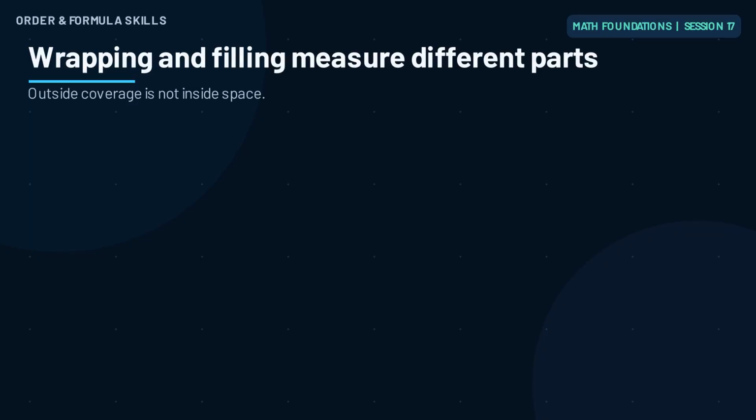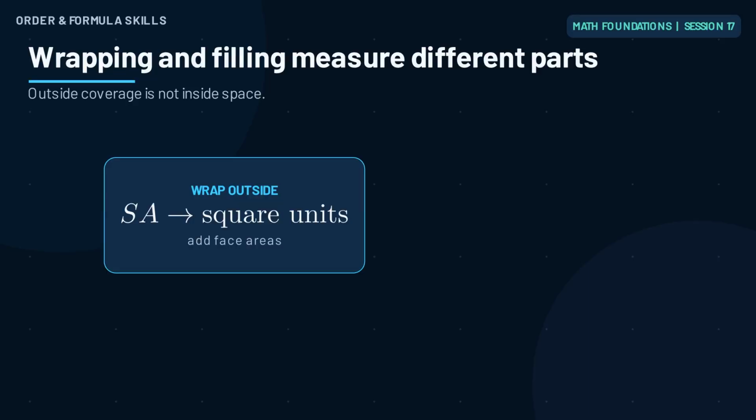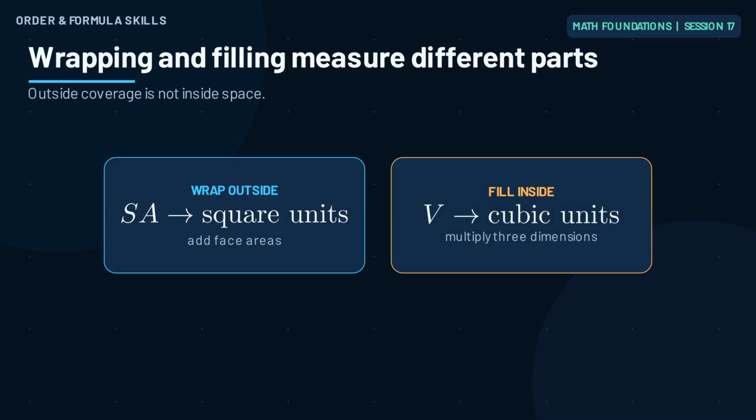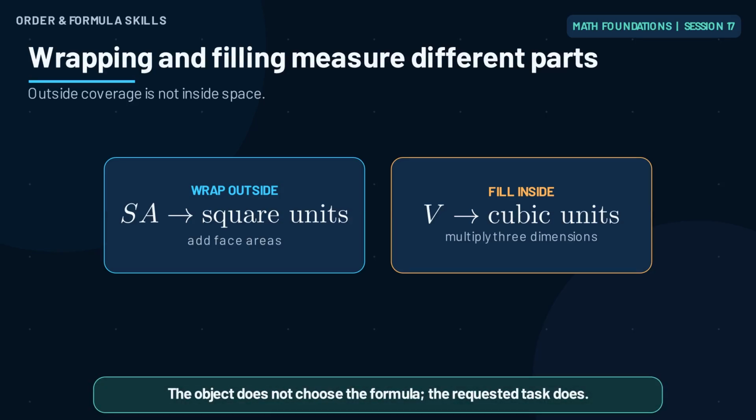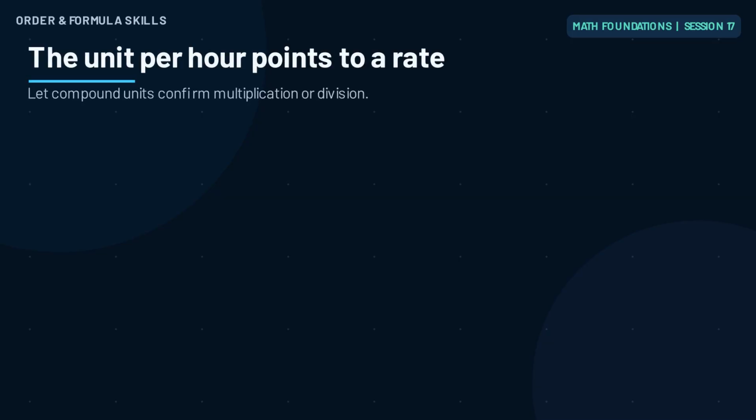Surface area and volume describe different parts of a three-dimensional object. Wrapping a box covers its outside faces. That is surface area, measured in square units. Packing material fills the space inside the box. That is volume, measured in cubic units. Outside coverage adds face areas. Inside space multiplies 3 perpendicular dimensions. Square units signal surface coverage, and cubic units signal 3-dimensional space. The object alone does not choose the formula. The task does. Rate problems connect a total quantity to an amount per 1 unit.